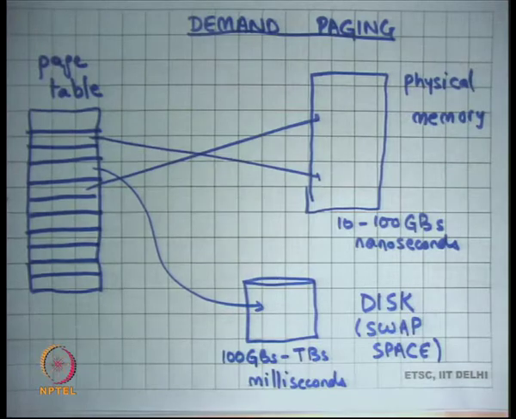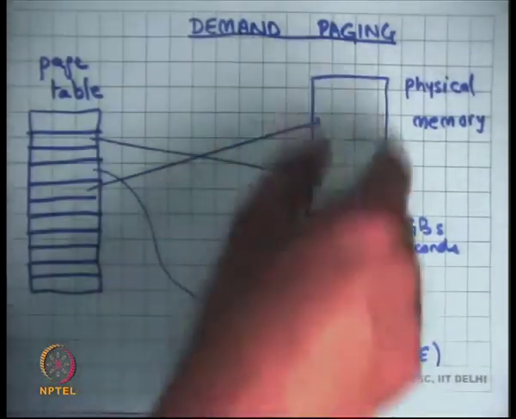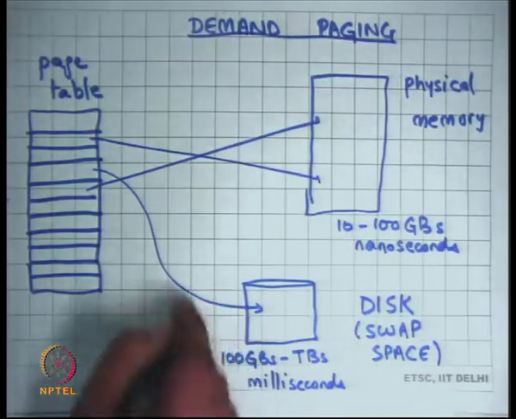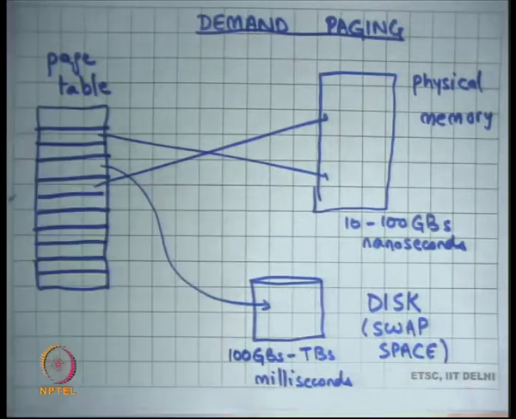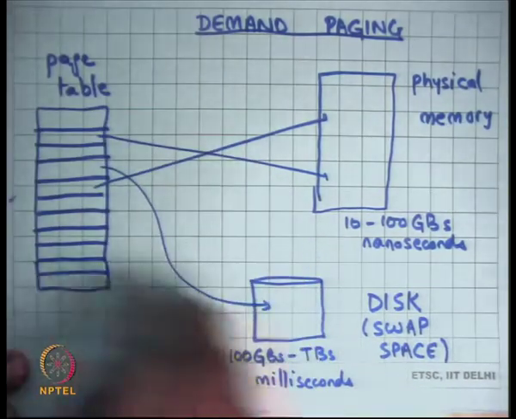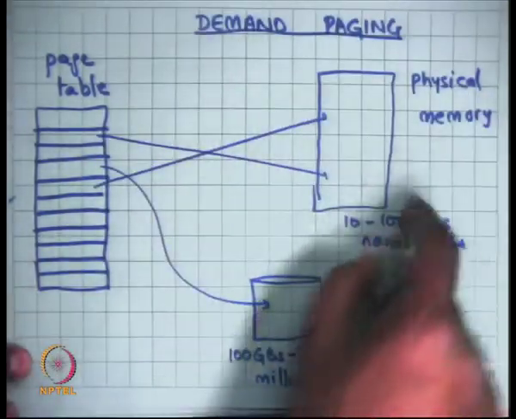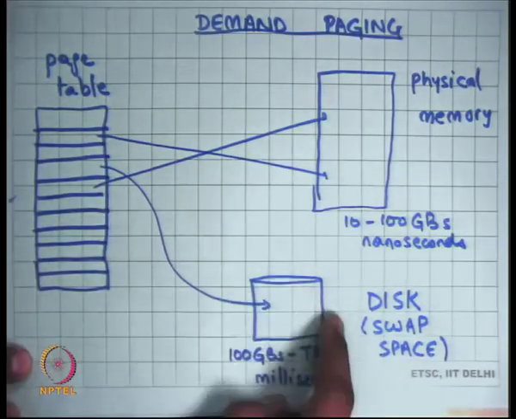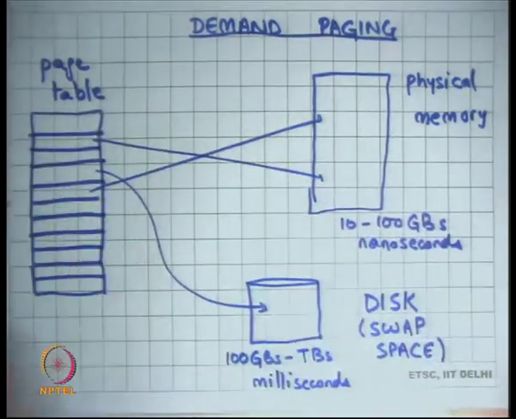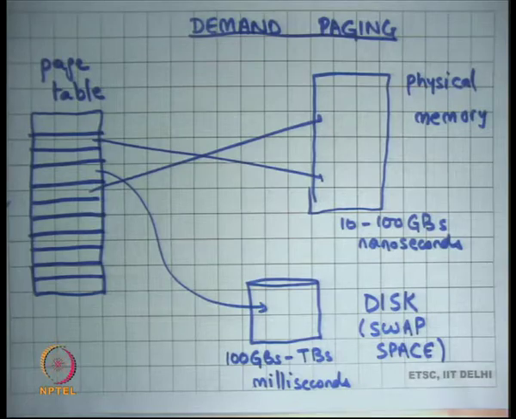Using this demand paging mechanism, an operating system is in some sense using the physical memory as a cache for the disk. One way to think about it is that the entire virtual memory pages are actually on the disk, but the physical memory is acting as a cache to that space.